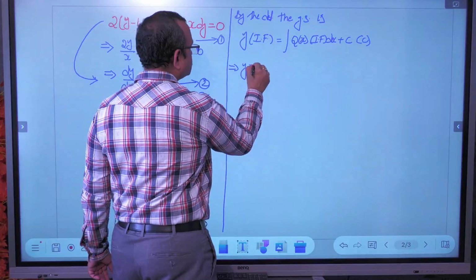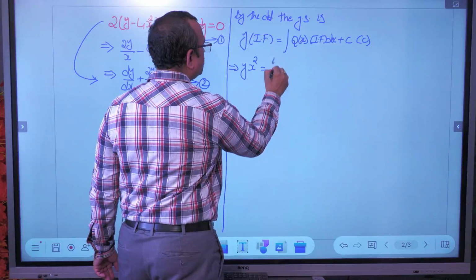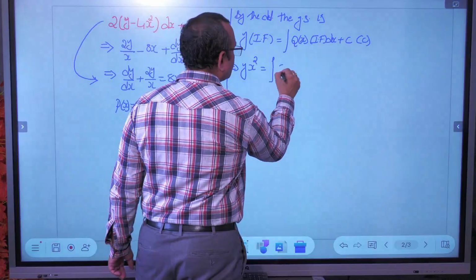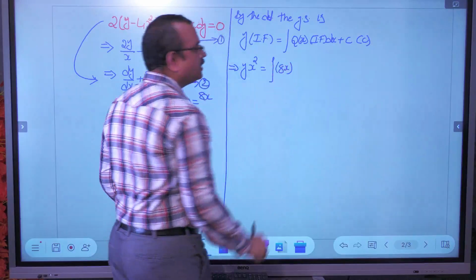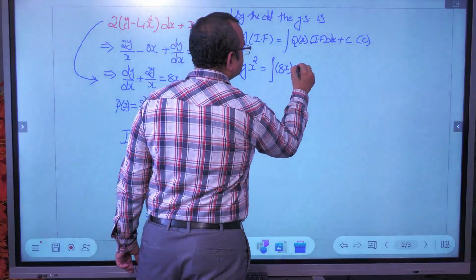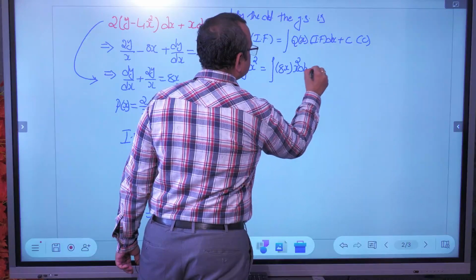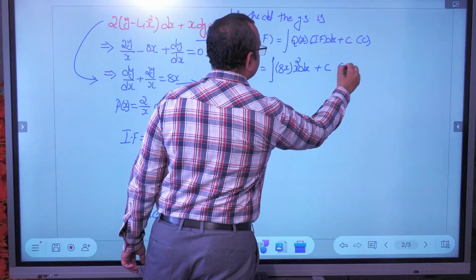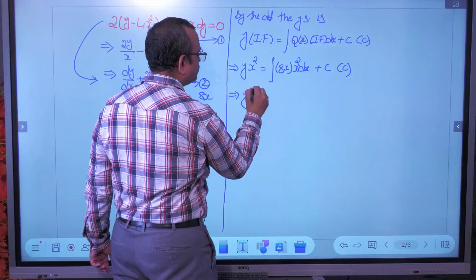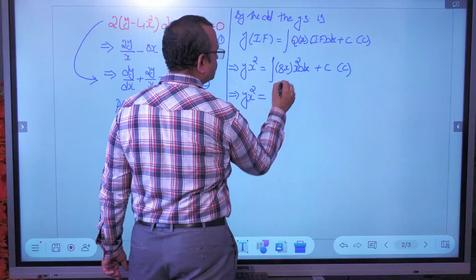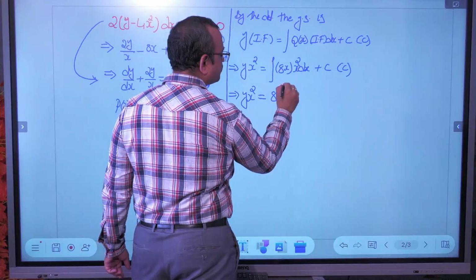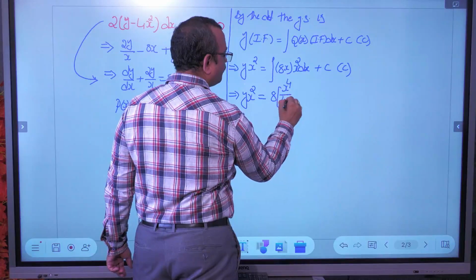So y into x² is equal to integral of q(x). What is q(x)? Here we have 8x, into the integrating factor x², so 8x into x² dx plus c. Now by applying the basic integration formula, y into x² is equal to 8x³, where 8 is a constant and integral of x³ is x⁴/4.